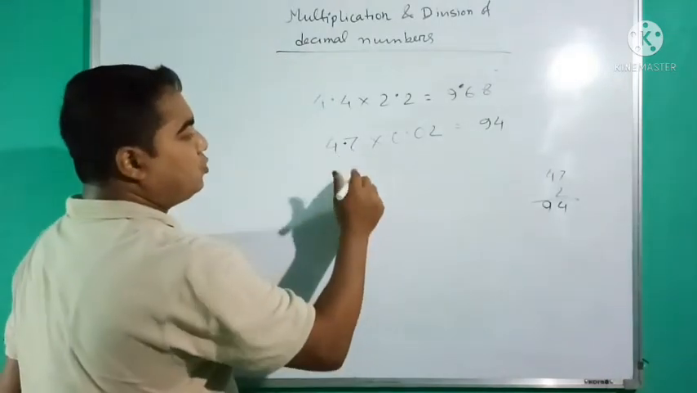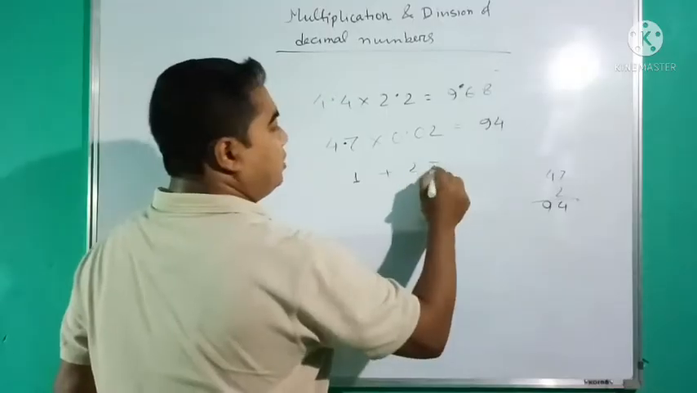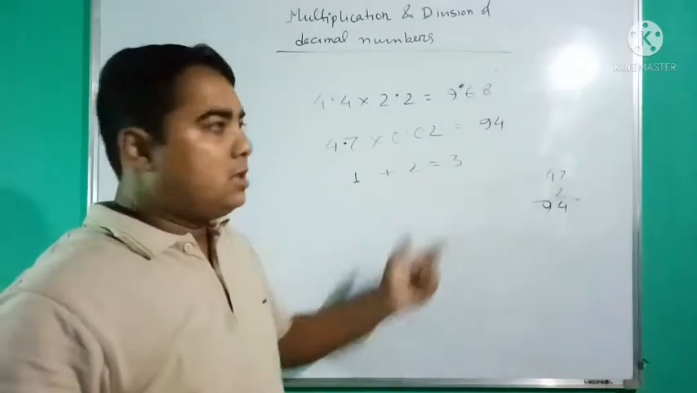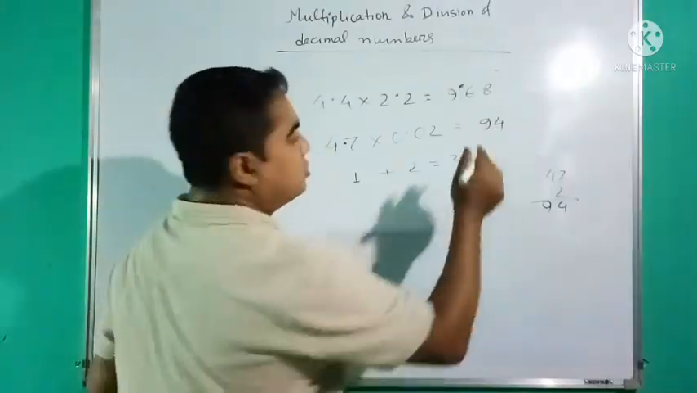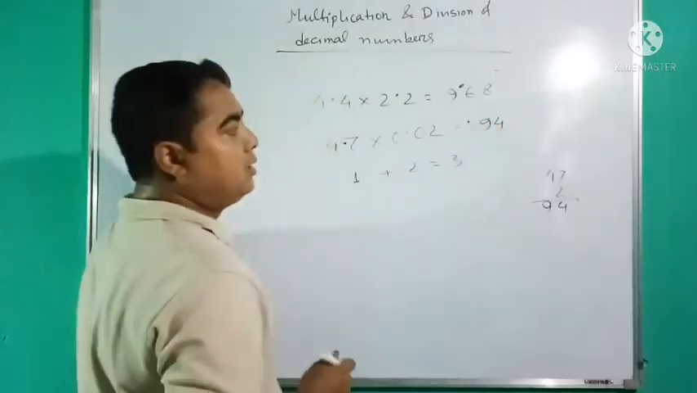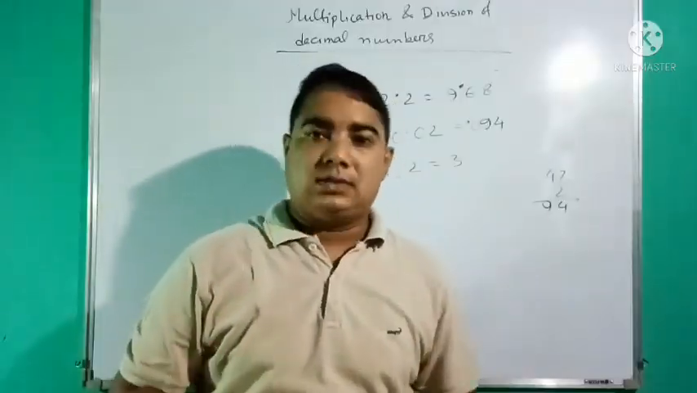Now count decimals. Here how many decimal places? One. Here how many decimal places? Two. Total 1 plus 2 equals how many? 3 decimal places. So see, we have 1, 2, but not 3 digits. So write a 0 here and give the decimal place. That means 0.094 is the answer. Clear point?